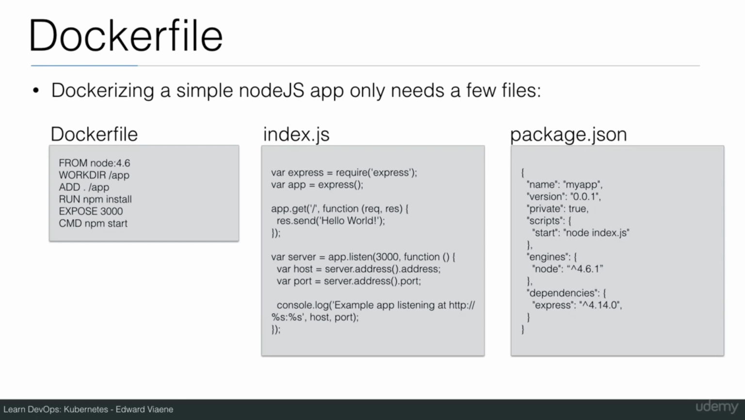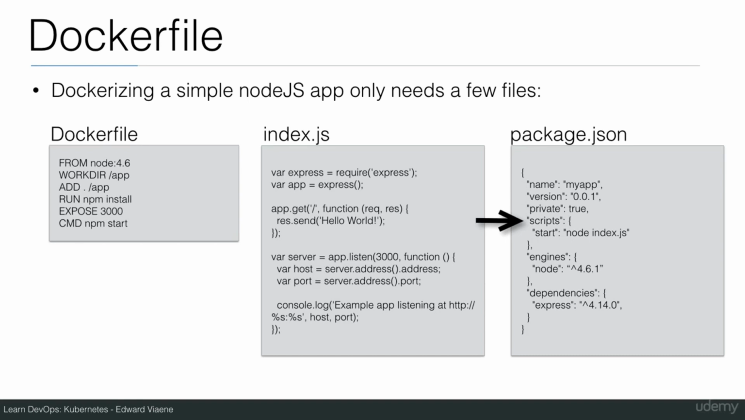Then a Node.js app typically has a package.json file. And in this package.json file, we're going to define the dependencies. It's basically the metadata of this app. So our app has the name my app. It has a version. You can choose whatever version you want. It's a private app. We're not going to put it into a public repository.